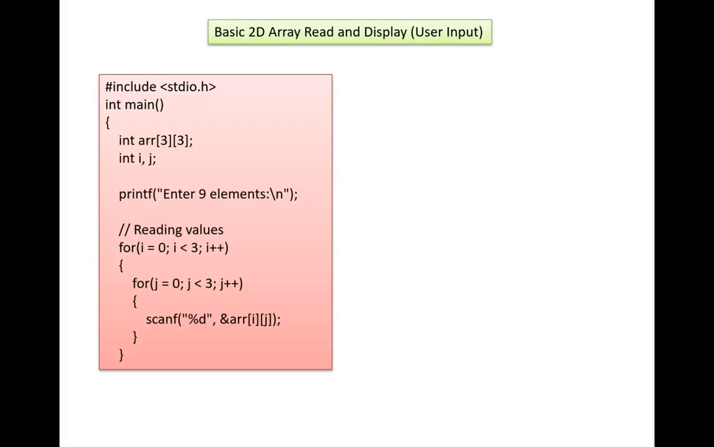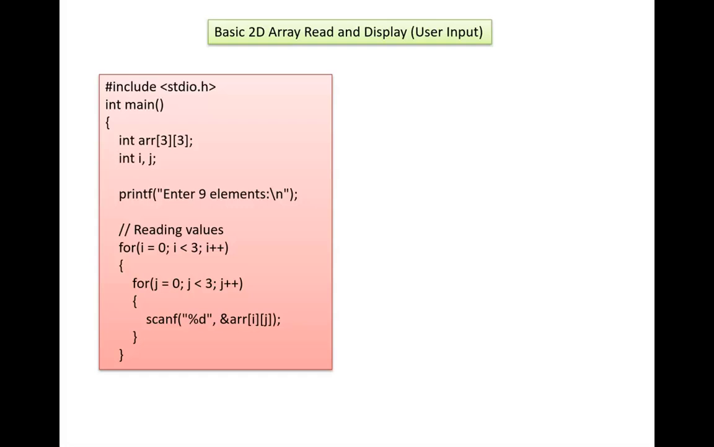I have declared my array of type integer. The name of the array is arr. There are 3 rows and 3 columns. i and j are integer variables. So now I'm going to enter 9 elements. The printf reads "enter 9 elements", and the user is ready to enter 9 elements.